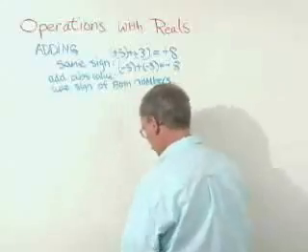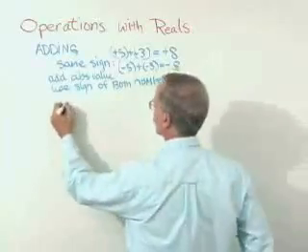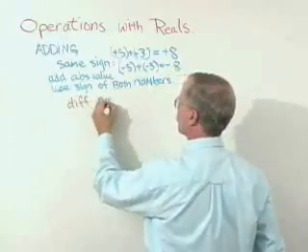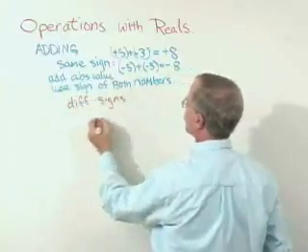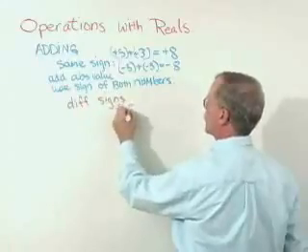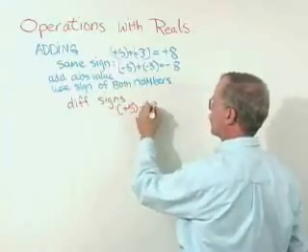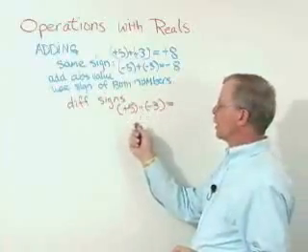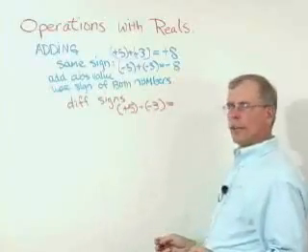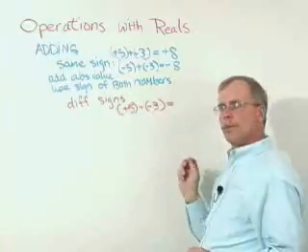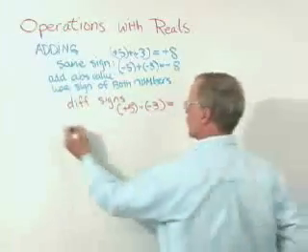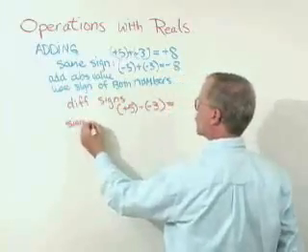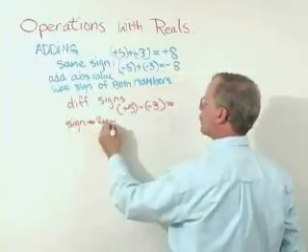If the two numbers have different signs, say for example positive 5 plus negative 3, then what we have to do is consider their absolute values and consider which absolute value is larger. The sign is the sign of the larger absolute value.